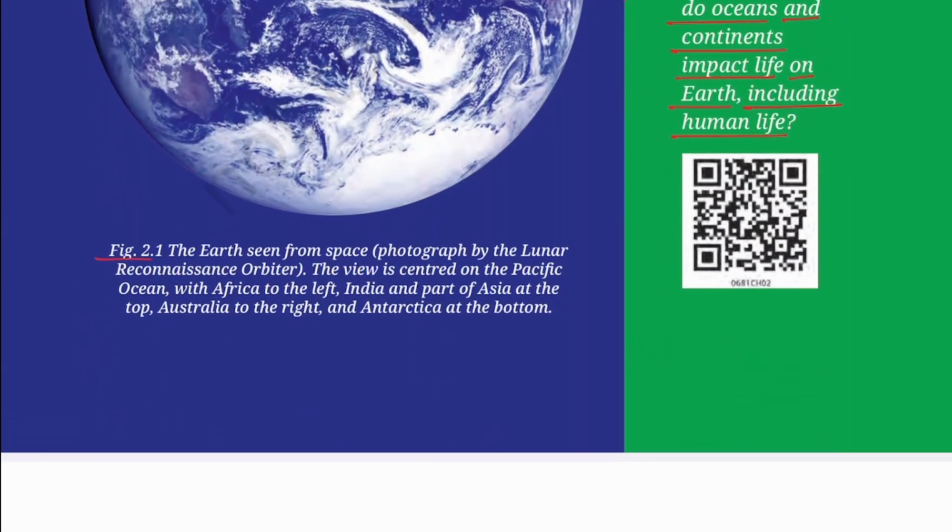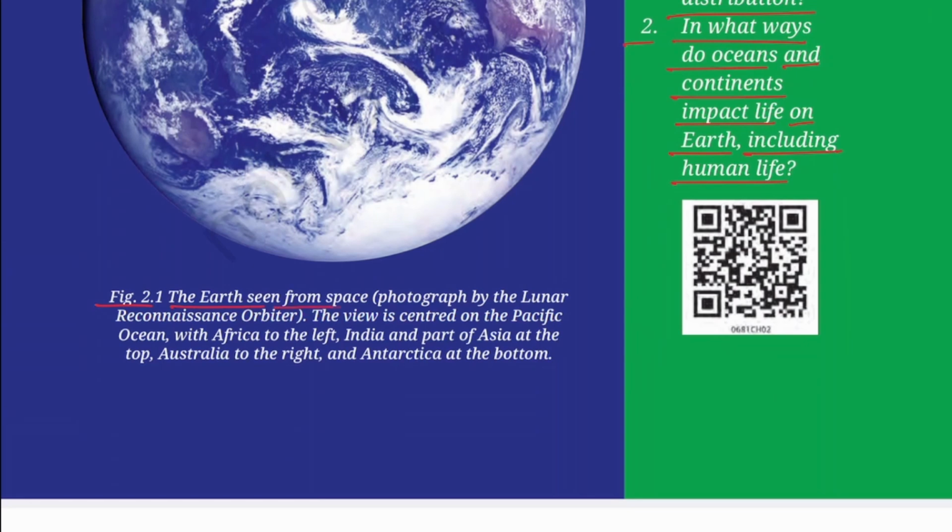Figure 2.1. The Earth seen from space, photographed by Lunar Reconnaissance Orbiter. The view is centered on the Pacific Ocean, with Africa to the left, India and part of Asia at the top, Australia to the right, and Antarctica at the bottom.